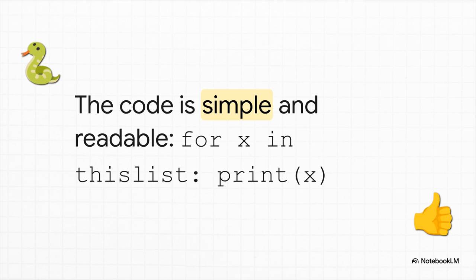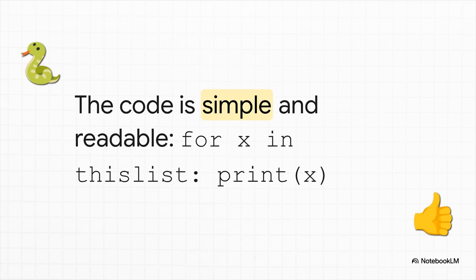And just look at how simple the code is. That line, for x in this list, it practically reads like a sentence in English. For each item, let's call it x, that's in our list, and Python just gets it. In the first round, x becomes apple and gets printed. Next up, x is banana, and then it's cherry. It just goes until every single item has had its turn.